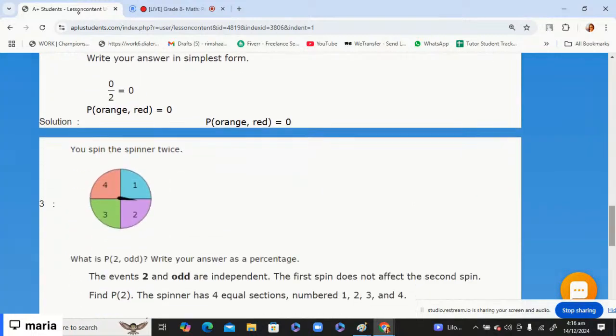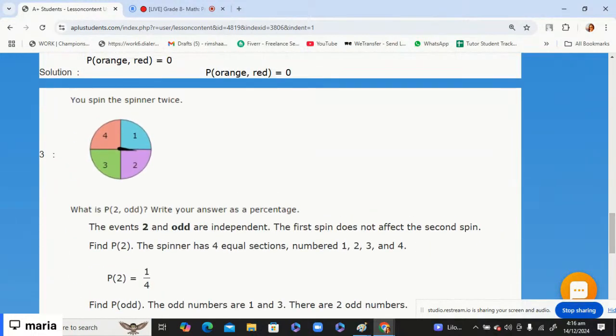Okay. You spin a spinner twice. Look at here in the spinner. There are four equal sections in the spinner. It's 4, 1, 3, and 2. Find the probability of 2 firstly, and then find the probability of odd numbers. When you are going to find the probability of 2, so tell me how many total sections of this spinner? 4, and the 2 occurs only one time. So probability of 2 is 1 by 4.